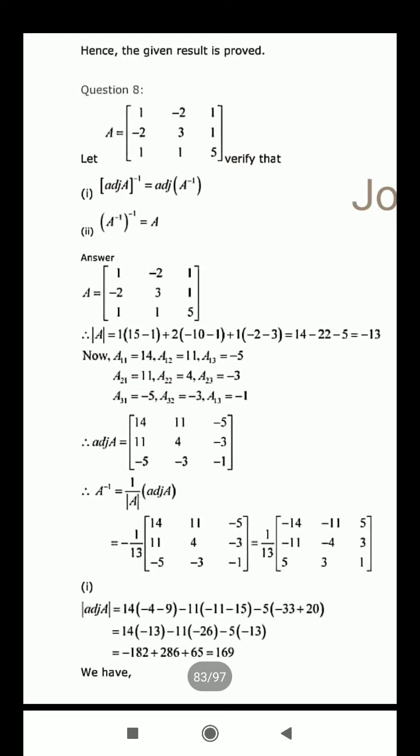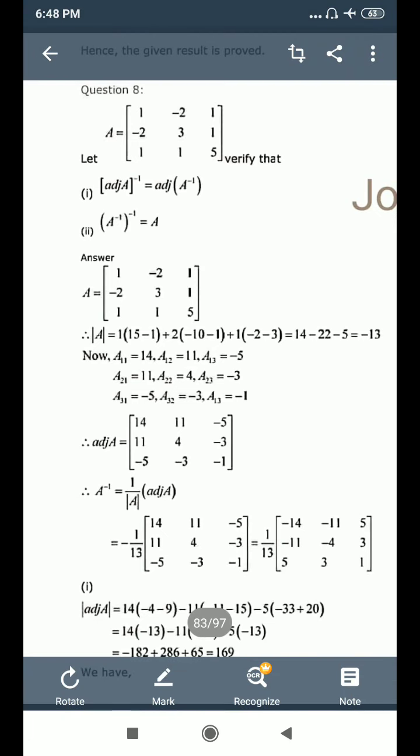So first, in the first part, we calculate the determinant of A. It comes out to be minus 13, which is non-zero. It means A inverse is possible. To find the adjoint of A, we replace all the elements by their cofactors, and then we take the transpose. So adjoint is actually the transpose of the matrix obtained by replacing elements by their cofactors. We got the adjoint of A. You divide the adjoint of A by the determinant of A to get A inverse. So in this way we have A inverse.